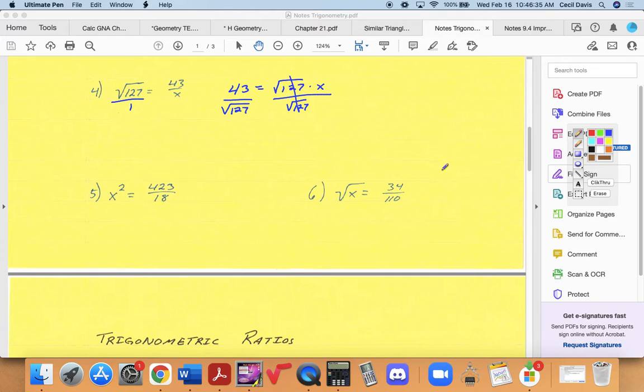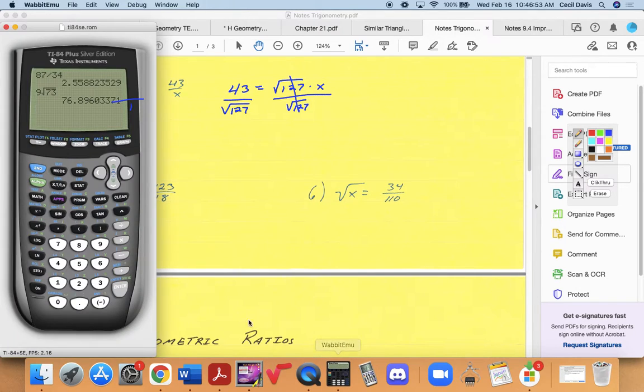But not a particularly pretty answer if you're out buying fence or something. You're like, how much fence do you need? I need 43 over the square root of 127 feet. They're going to laugh at you. And no one likes to be laughed at. So we'll do 43 divided by the square root of 127.